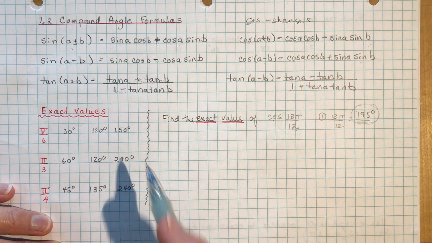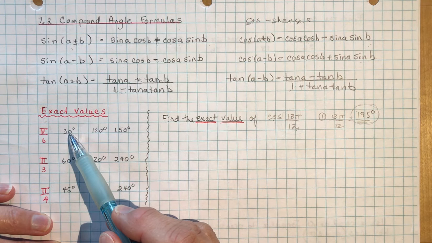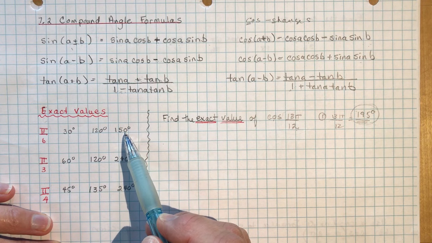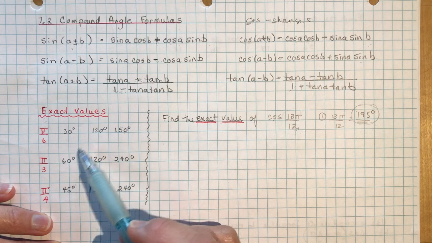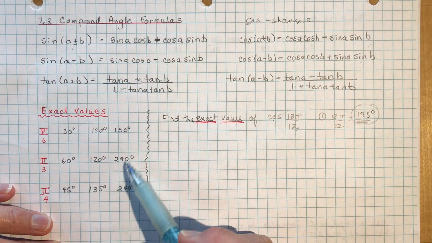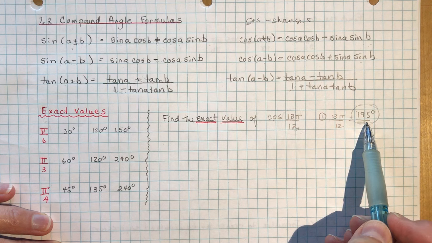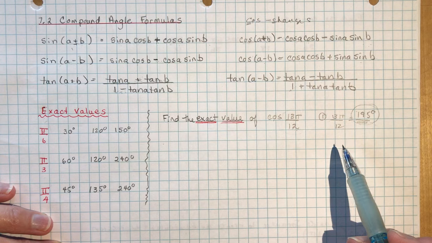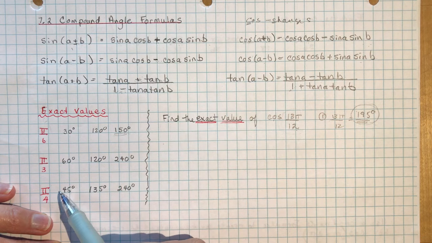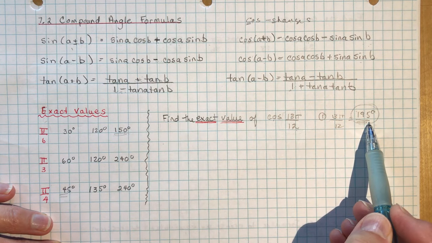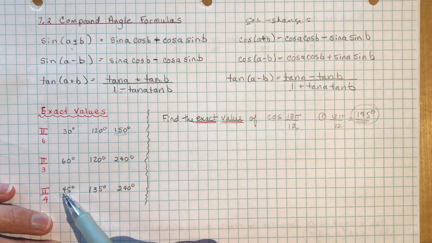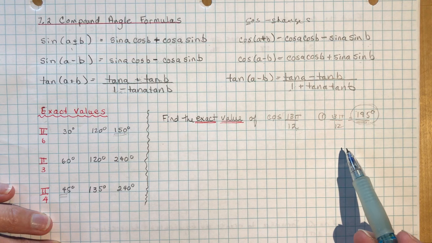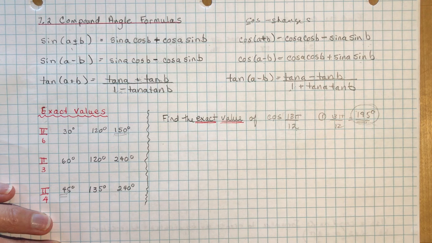So over here I wrote out some exact values. So pi over 6 is 30 degrees. And so this would be 4 pi over 6, and this would be 5 pi over 6. So you want to look here to find, how can I find two numbers that will add up to 195 or subtract to 195? So you have two options that I see. I could say 150 degrees plus 45 is 195, or 240 minus 45 would give me 195. So it's your choice. Either is going to give you the very same answer.